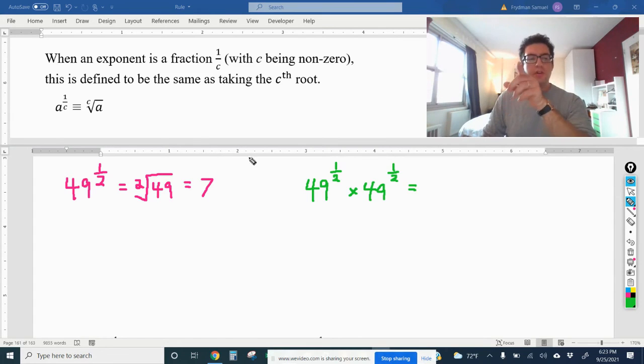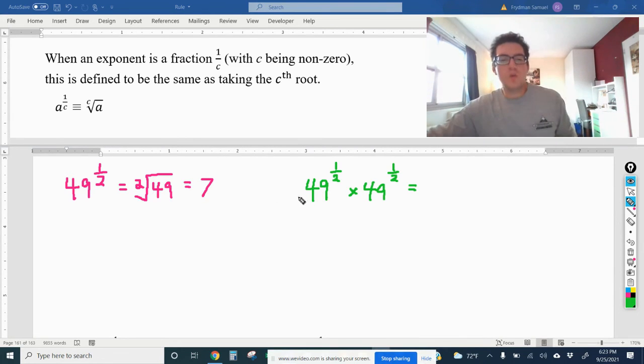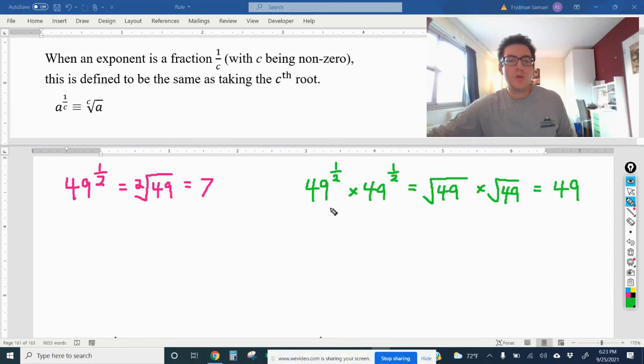Well, according to this rule, 49 to the 1/2 power is just the square root of 49. So 49 to the 1/2 times 49 to the 1/2 means the square root of 49 times the square root of 49. Okay, if this is a 2 over here, then we don't have to write the 2 actually. So this just means the square root. The square root of 49 times the square root of 49, what would that be? Well, the square root of 49 is 7, so we have 7 times 7, which is 49. Okay, so that's what we get if we evaluate this expression with this rule in mind.